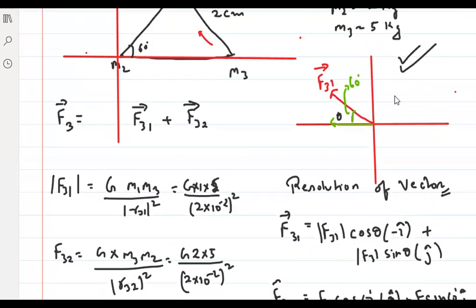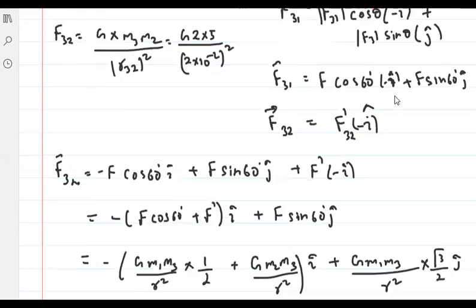First thing, draw the force diagram. Second thing, resolve the vector. Then just formula putting.